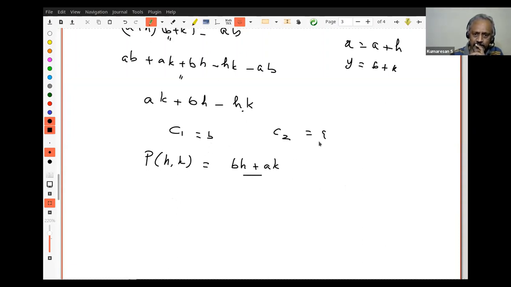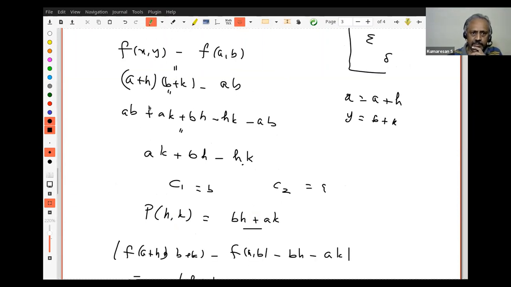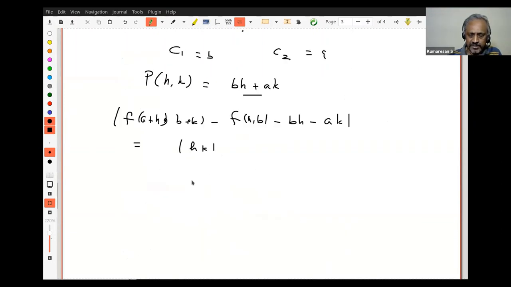Therefore, what is my C1? b. What is my C2? a. Therefore, what am I supposed to show? f of (a plus h, b plus k) minus f of (a, b) minus bh minus ak. If I do that, what am I left with? I am left with hk. Do all of you agree with that? Go back: f of (x, y) minus f of (a, b) is this, and this is my first degree polynomial. If I subtract that also, what I am left with is hk. What am I supposed to show? I want to know whether this is less than or equal to epsilon into the square root of h squared plus k squared.